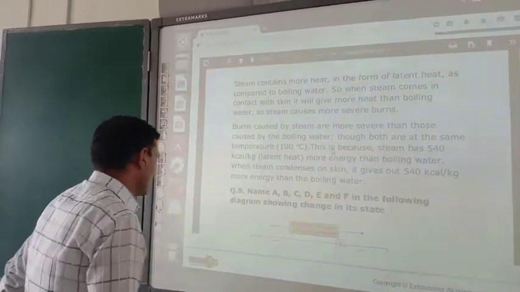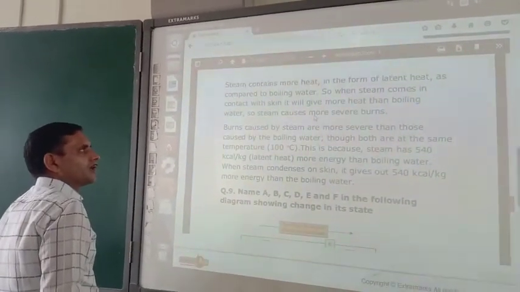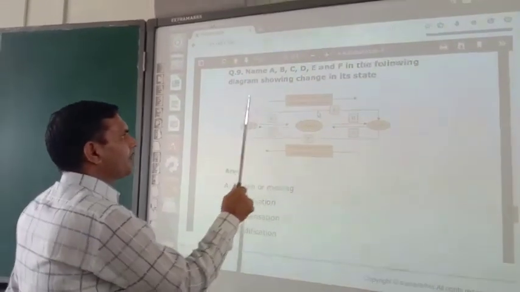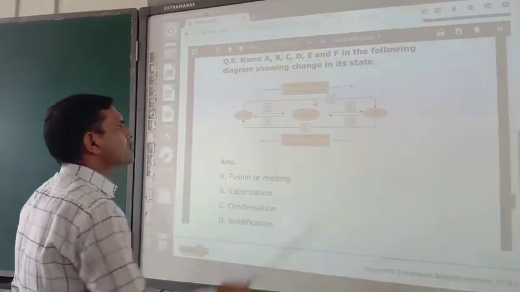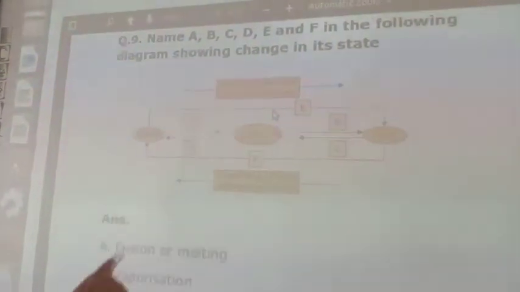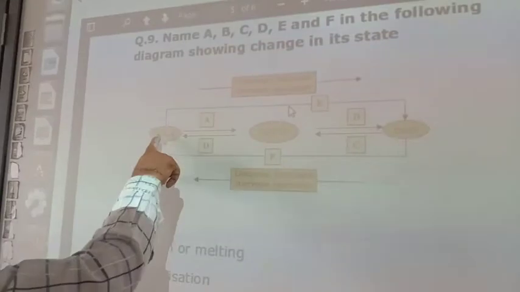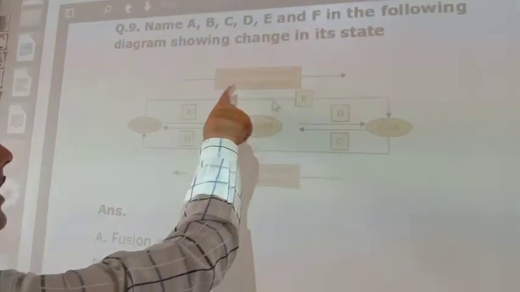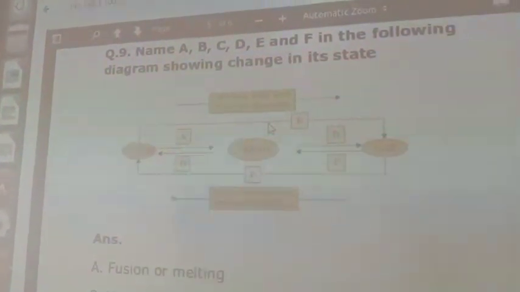Now question number 9. Name A, B, C, D, E and F in the following diagram showing the change in state. Just see, here solid is there, here liquid and here gas. From this side to this side, increase heat and decrease pressure. From this side to this side, decrease heat and increase pressure.